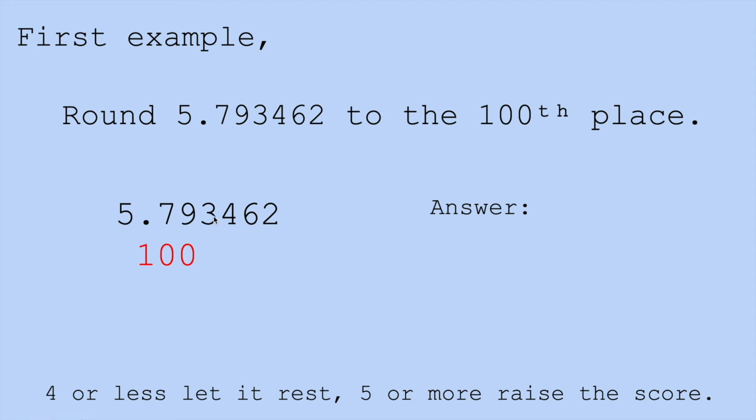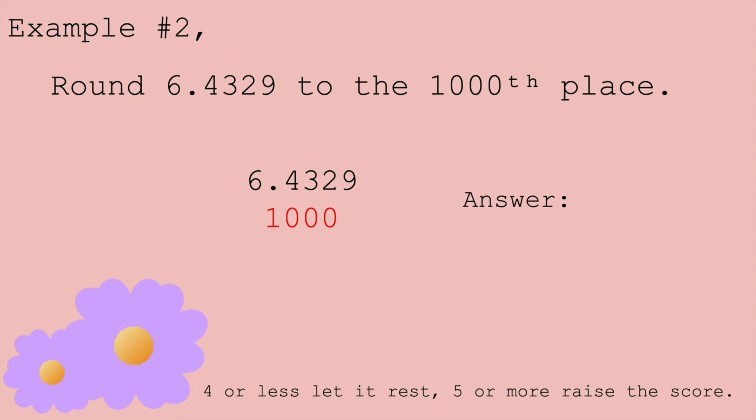And you can see that the 3, of course, is less than 4, which means that we are going to let it rest. Our answer would actually come up to be 5.79. Next example, it's asking us to round 6.4329 to the 100th place.